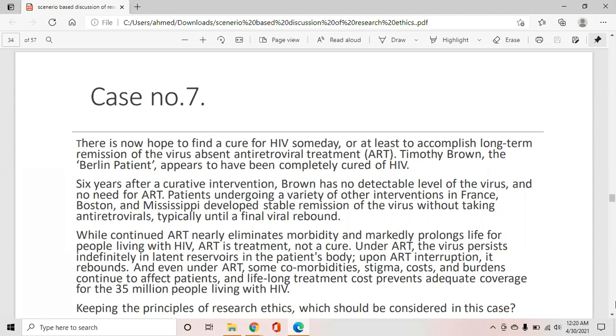While continued ART nearly eliminates morbidity and markedly prolongs life for people living with HIV, ART is a treatment, not a cure. Under ART, the virus persists indefinitely in a latent reservoir in the patient's body. Upon ART interruption, it rebounds. And even under ART, some comorbidities, stigma, cost, and burdens continue to affect patients, and lifelong treatment cost prevents adequate coverage for up to 35 million people living with HIV. Keeping in mind the principles of research ethics, which should be considered in this case?